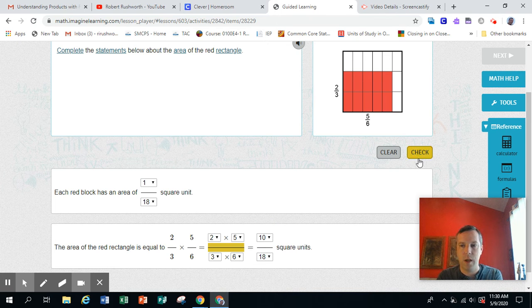Now, before we click check and say we're done, let's double check our work and make sure that it's making sense. Remember, this is all about this drawing up here. So let's look at this drawing and make sure that this makes sense. 10/18. Is this 10/18? Well, I said there was going to be 18 in the whole thing. And how many are red? 5, 10. 10/18. I think it's right.